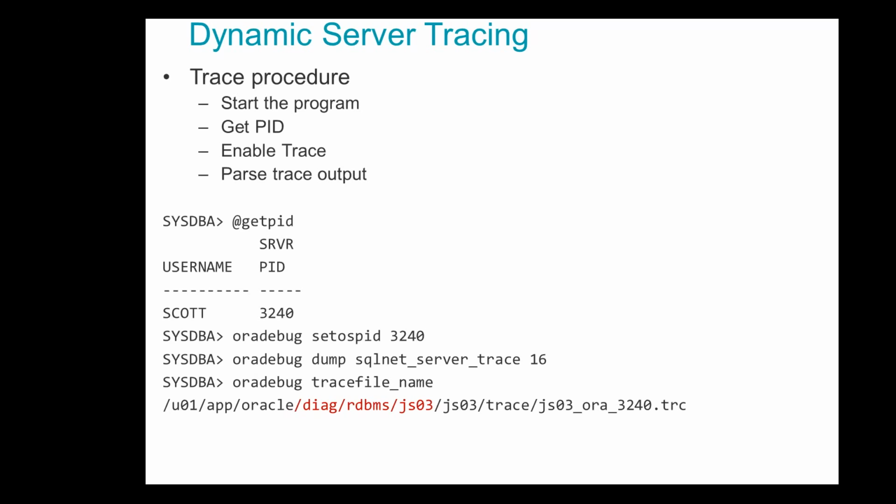So here's the trace procedure. Start the program, get the process ID, enable the trace, and then parse the trace output. So we need to get the PID for the process, in this case 3240, set OR debug 3240, and here's the line that we're interested in. Dump sqlnet server trace 16. And then we use the trace file name command to find the actual name of the trace file.